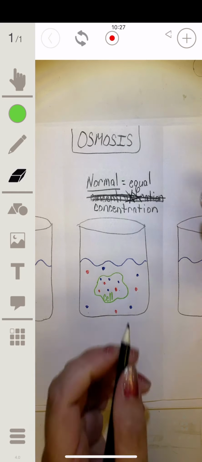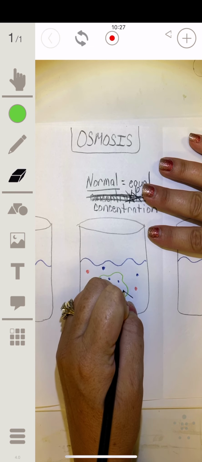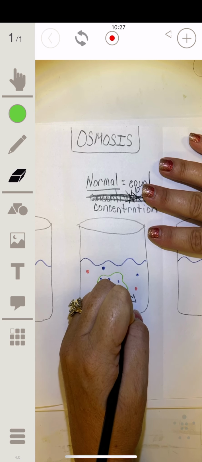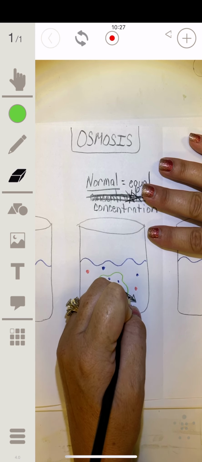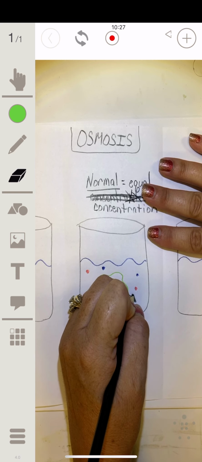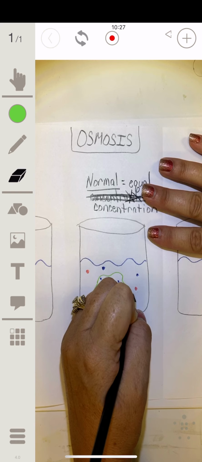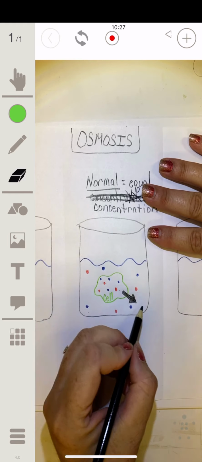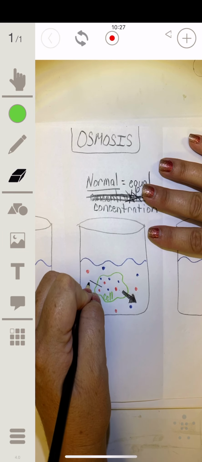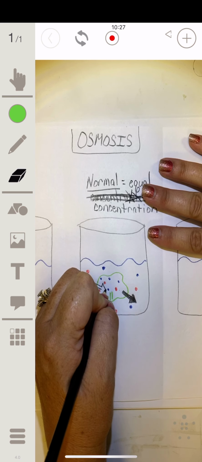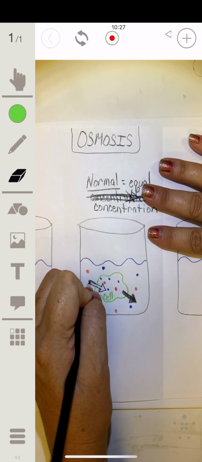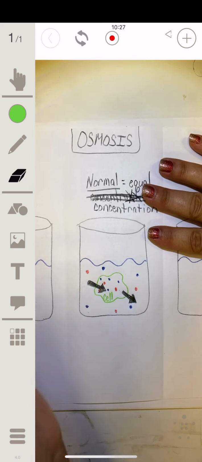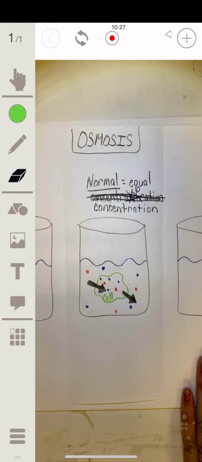So what we're going to do is draw arrows moving out and arrows moving in. I was trying to be cute with my arrows, but you get it. So there's an arrow moving out, and there's also going to be an arrow moving in, which means molecules are going to be moving out and in at equal rates. So it could be salt, it could be water, whatever.